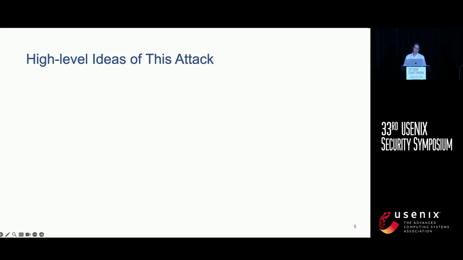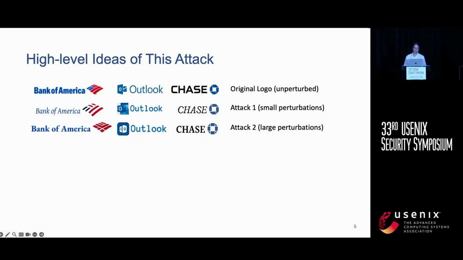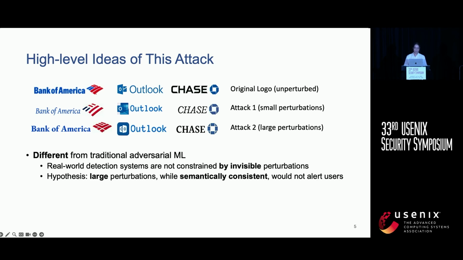Before getting to the details, I'd like to talk about the high-level ideas of our attack. Here are a few examples of our successful adversarial attack. The first row are original logos, and the second and third rows are adversarial logos with smaller and larger perturbations. You can see our attack is different from traditional adversarial ML, which only allows invisible perturbations. Attacking a real-world system is not limited by invisible perturbations.